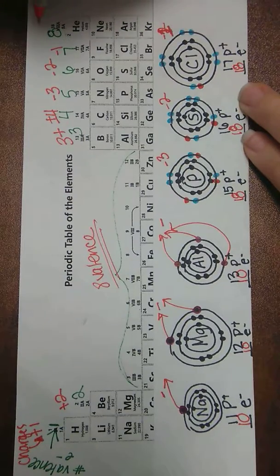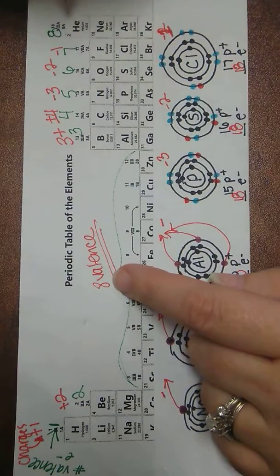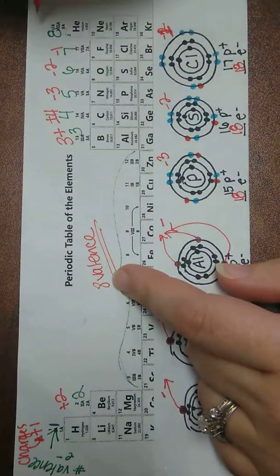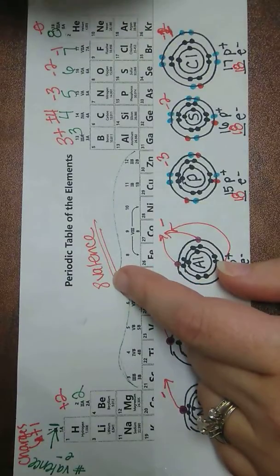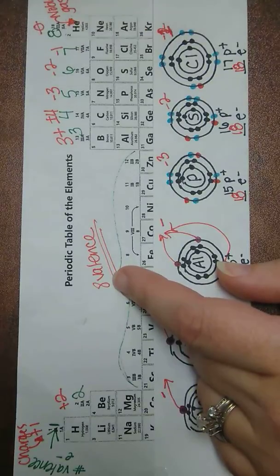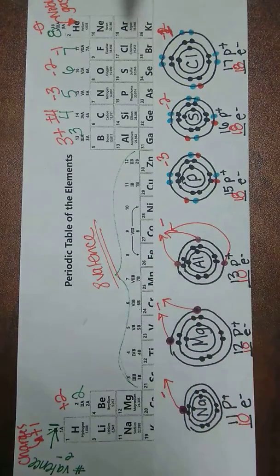Elements in group 8 already have their octet full because they want 8. They're in group 8. They have 8. So they're going to have no charge. These are called noble gases, and they're called nobles because they're unreactive. They already have their octet full, they're happy. I hope that helps.